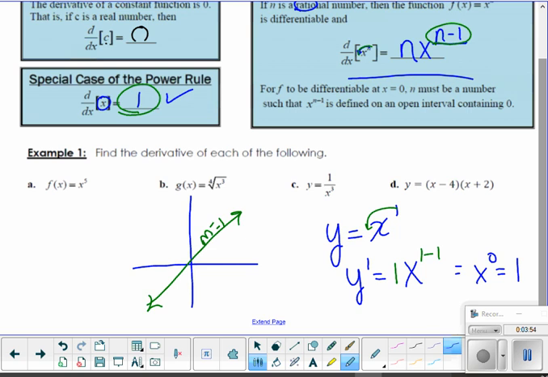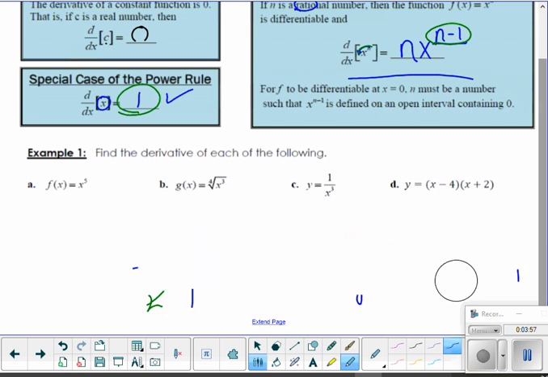Do I really need to memorize the special case? No, because the power rule will get you there as well. But sometimes it's just faster to have it memorized.